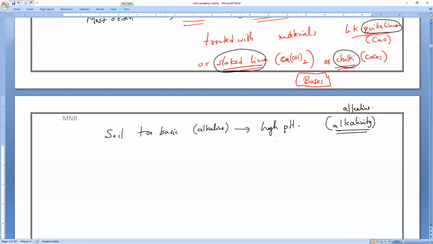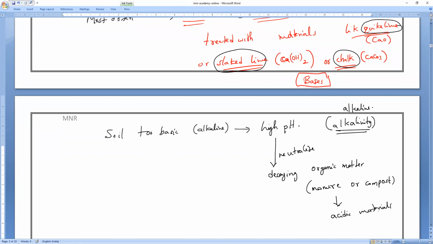So the alkalinity can be reduced by decaying organic matter. If you want to neutralize it, we have to add decaying organic matter. So what does organic matter mean, guys? Anybody can tell me? Like cow dung, any kind of animal dung. In our general language, we call it manure. Manure or compost, because they contain what, guys? They contain acidic materials.